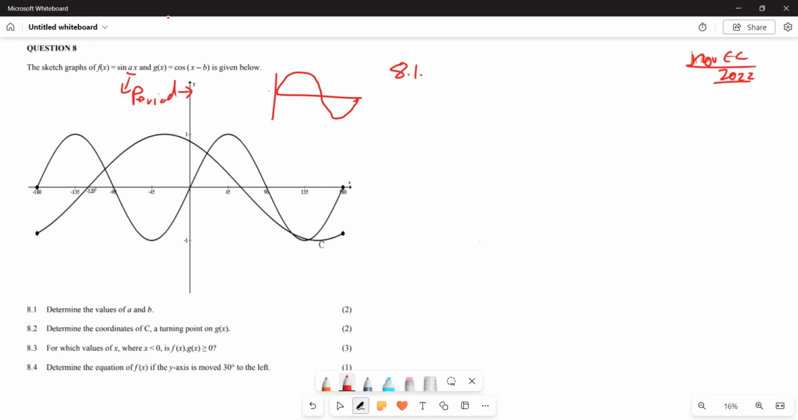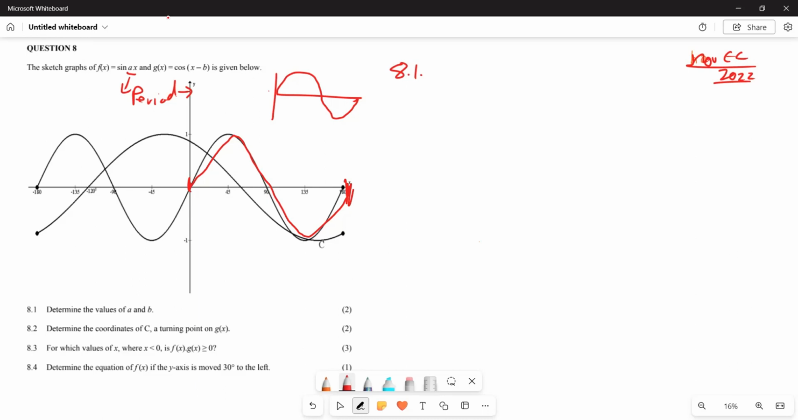So what we are going to do, look, if you start here and move up until here, you'll realize that this graph, from here to here, is going to take 180 degrees to complete one full cycle.